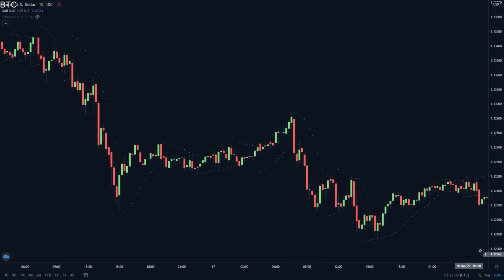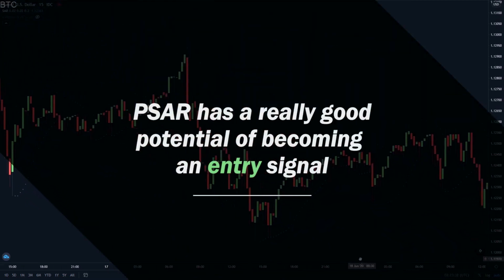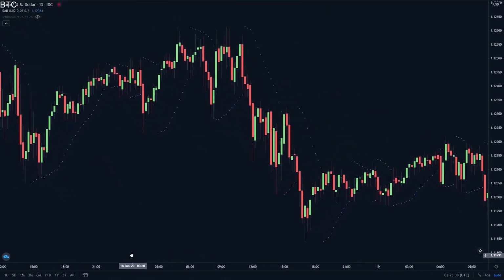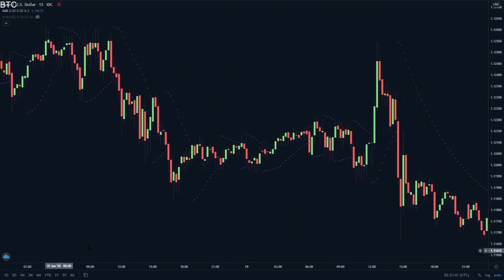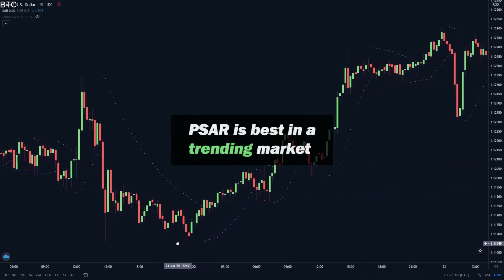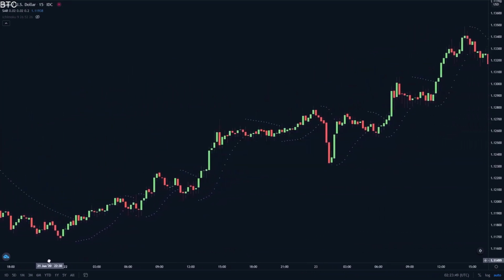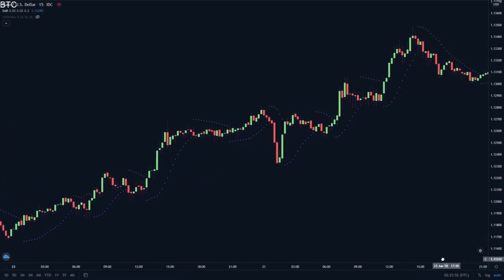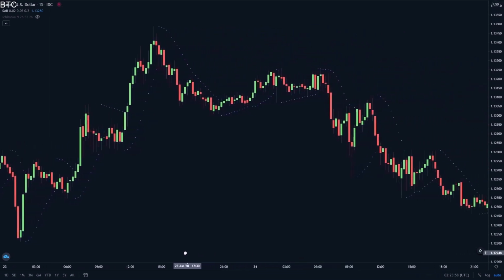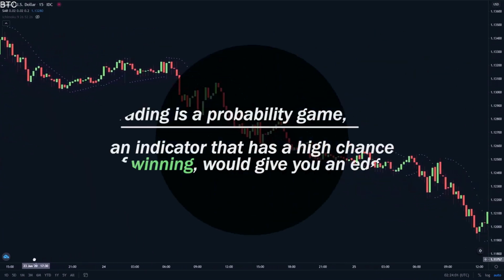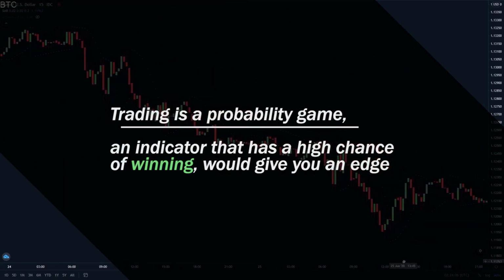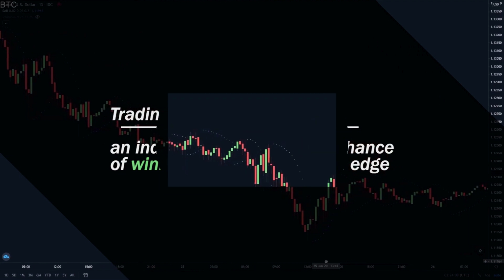But what I noticed from this backtest is that the Parabolic SAR has a really good potential of becoming an entry signal. Most of the trends actually got detected early by the Parabolic SAR, but because of the late exit, most trades turned out to be a loss. So, to summarize, I think the Parabolic SAR thrives in a trending market. The only problem is if the price moves sideways. So if we paired up the Parabolic SAR indicator with another indicator that filters out false trends, it may be a decent strategy. And remember, trading is a probability game, so if you find an indicator or multiple indicators with a high win rate, it will give you an edge in trading.